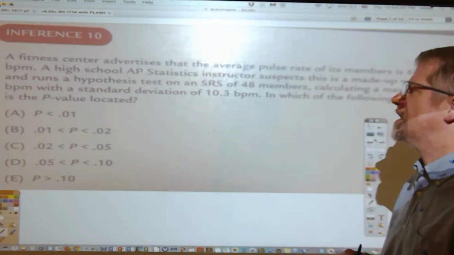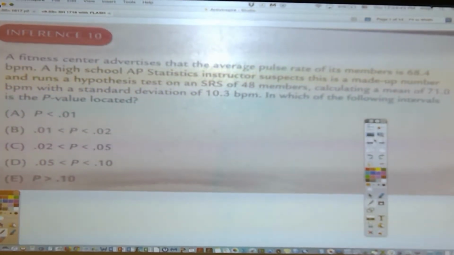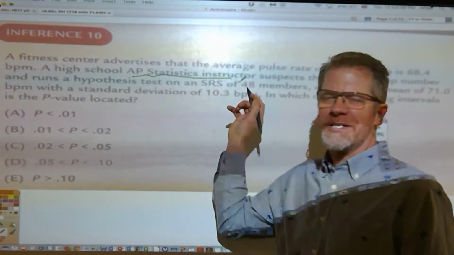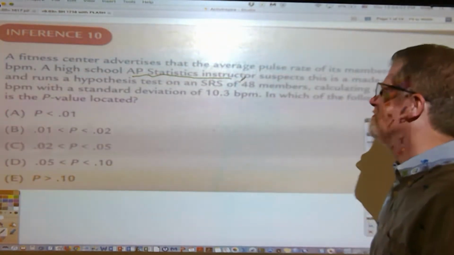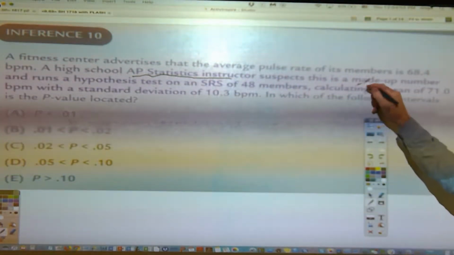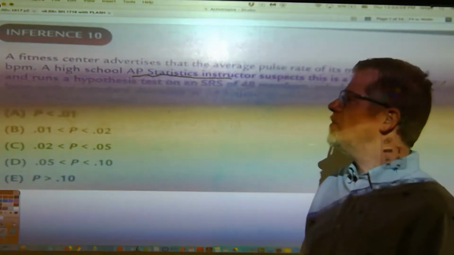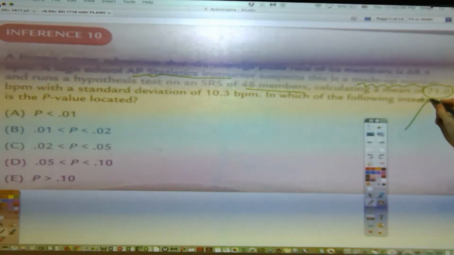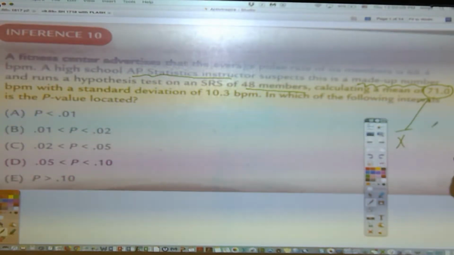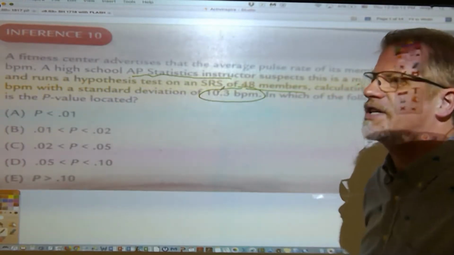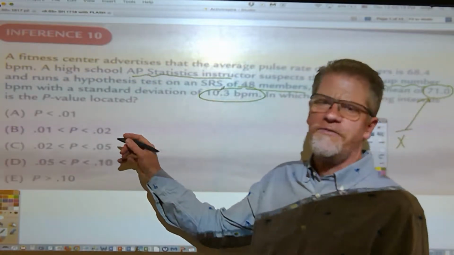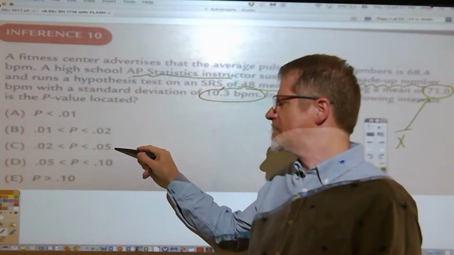It says, a fitness center advertises that the average pulse rate of its members is 68.4 beats per minute. A high school AP statistics instructor suspects that this is a made-up number. I just made that up. And so he runs a hypothesis test on a simple random sample of n equals 48 members, calculating a mean, x bar equals 71.0 beats per minute with a standard deviation of 10.3 beats per minute. In which of the following intervals is the p-value located? We've got A, B, C, D, and E.